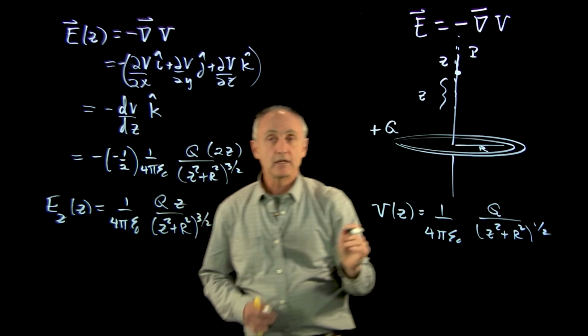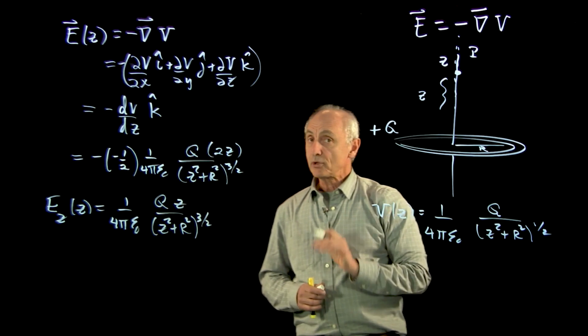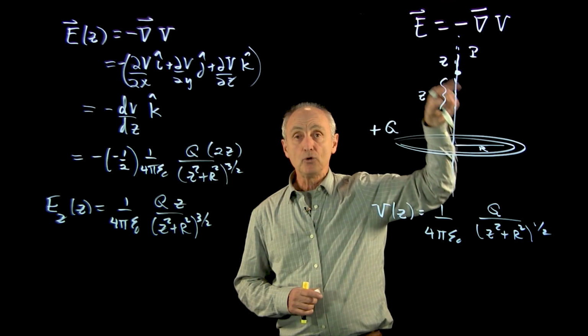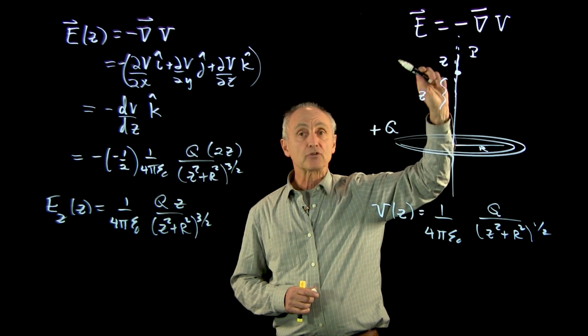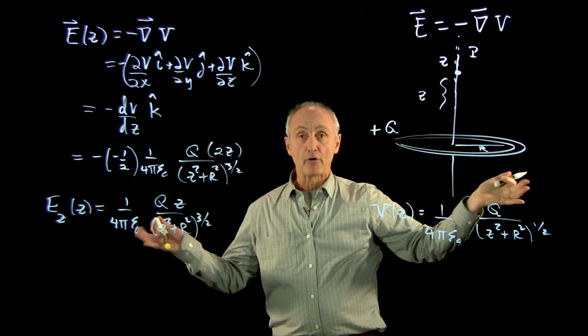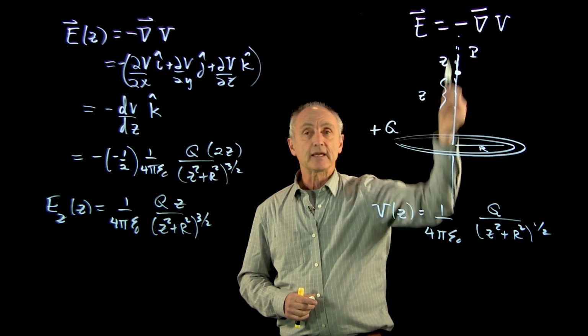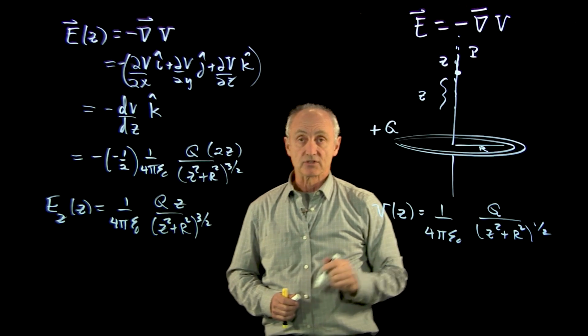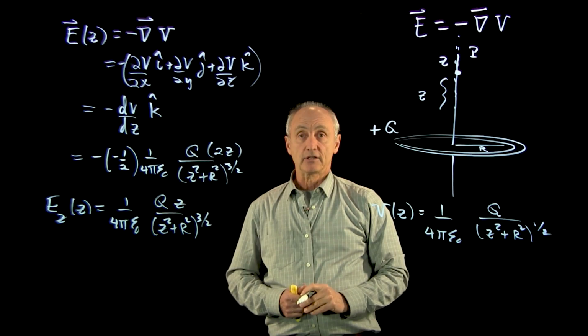3/2. And that is a simpler calculation than setting up Coulomb's law and taking vector decompositions and throwing away the off-axis components and then calculating the electric field along the z-axis. It's another way to calculate the electric field.